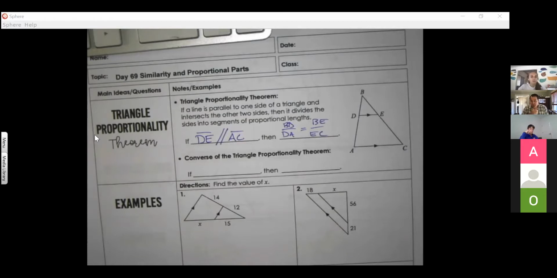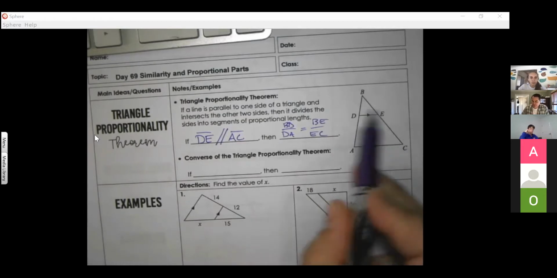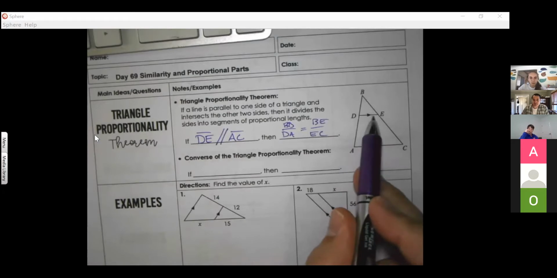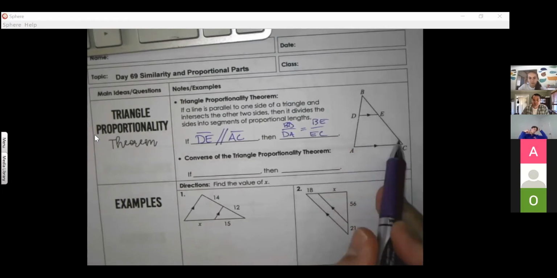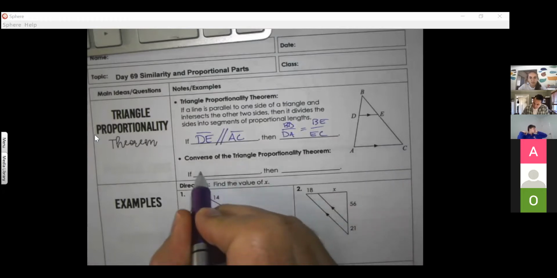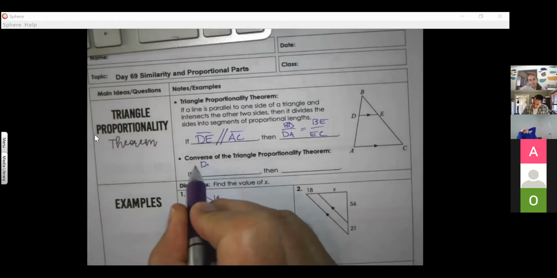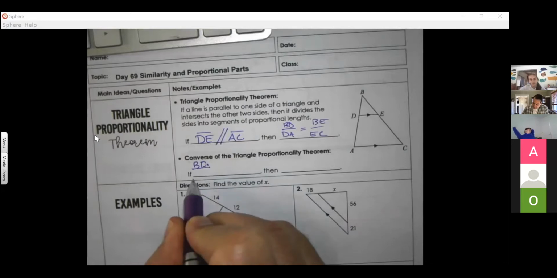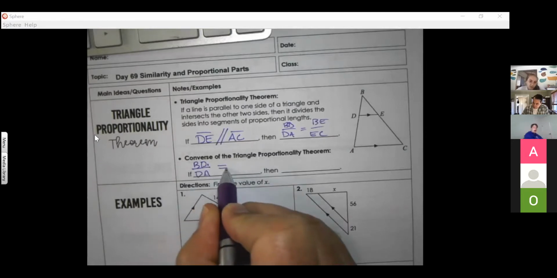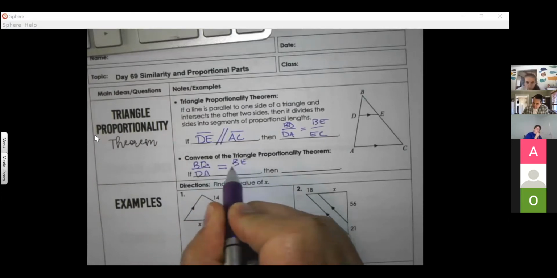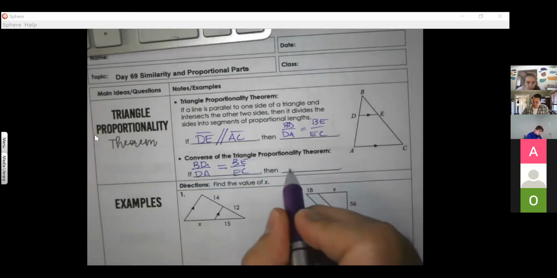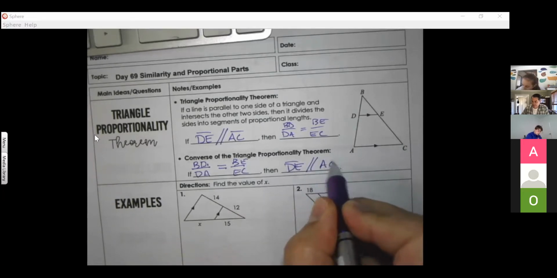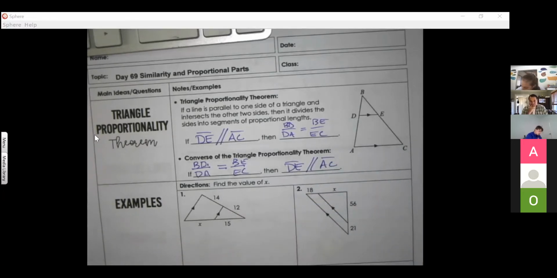And then the converse would also be true. If I've got a scenario like this with some segment running across here, and that segment happens to split the sides proportionally, in other words, if BD to DA is the same ratio as BE to EC, then I know that this DE segment has to be parallel to AC. It can't happen any other way.